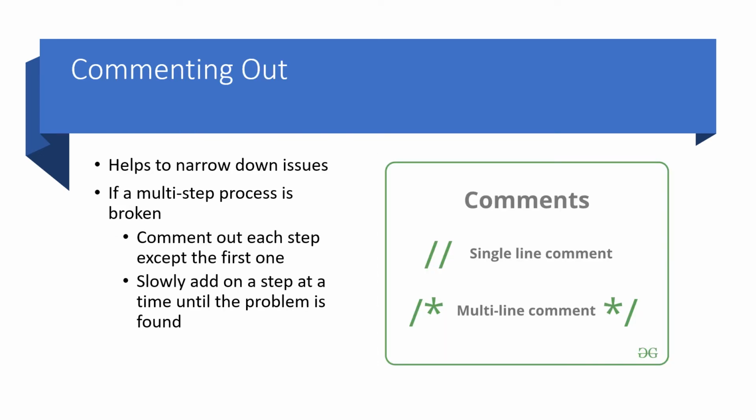Another troubleshooting tactic is commenting out sections of the program. This definitely helps to narrow down issues of what line is causing the error. Now, if it's a large multi-step process that's completely broken and you're not sure where to start, comment all the steps out except the first one first, and slowly add on a step until you find which step is broken.